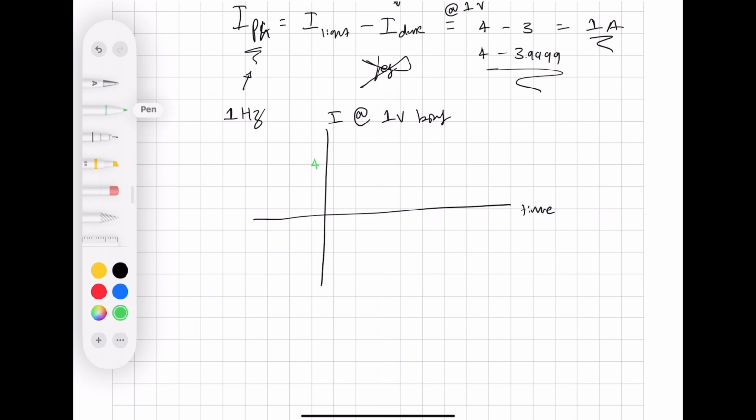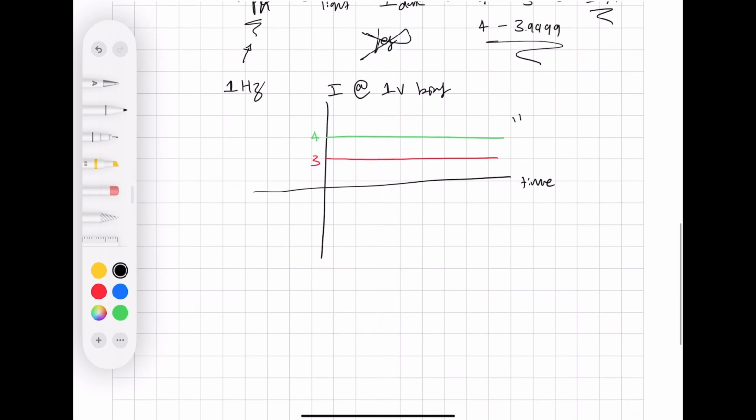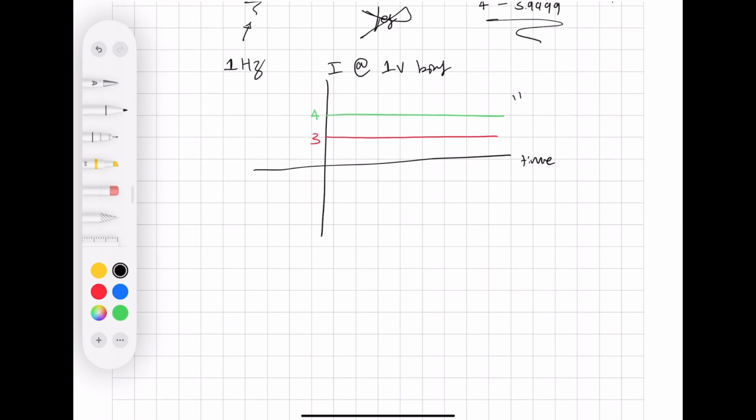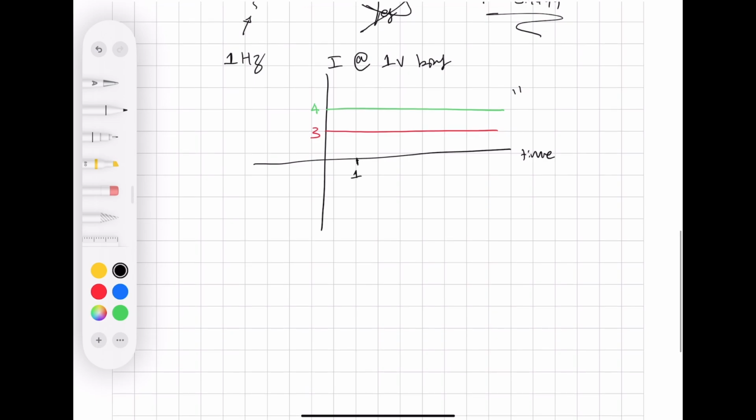So initially in case 1, we're just going to have 3 amps across whatever time scale. And in case 2, similarly, we're going to have 4 amps across whatever time scale. Again, this is the exaggerated version. The difference is not actually going to be 1 amp, it's going to be much, much smaller. But for the case of explaining this, let's just say it's 1. And let's say this is 1 second, 2 seconds, 3 seconds, 4 seconds, and so on.